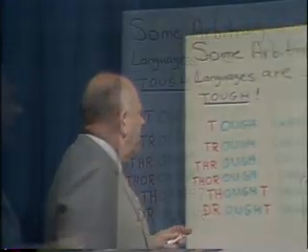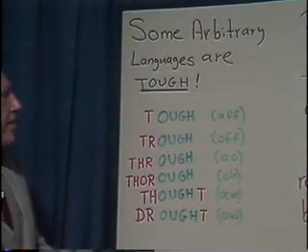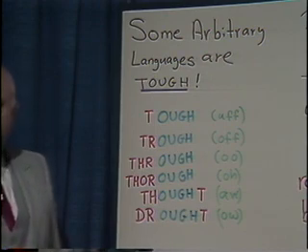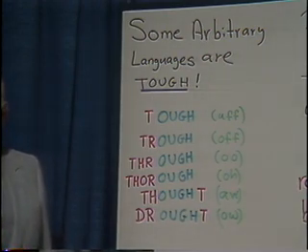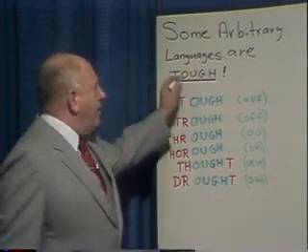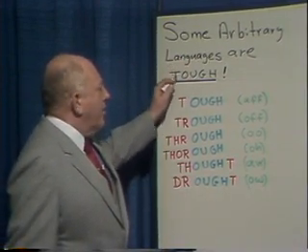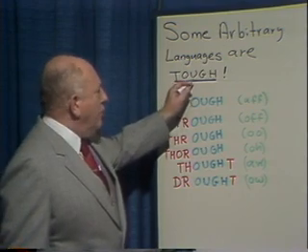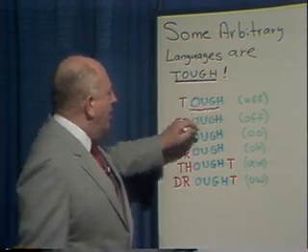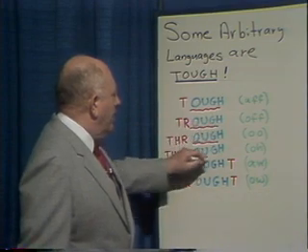And with that in mind, because we have a lot of things to discuss today, I want to show you how the language problem greatly affected the development of our system of arithmetic. And I call a subtitle of today's lesson, Some Arbitrary Languages. See, any language that's made up by people is called arbitrary or artificial. It's not natural. But some artificial and arbitrary languages are tough.